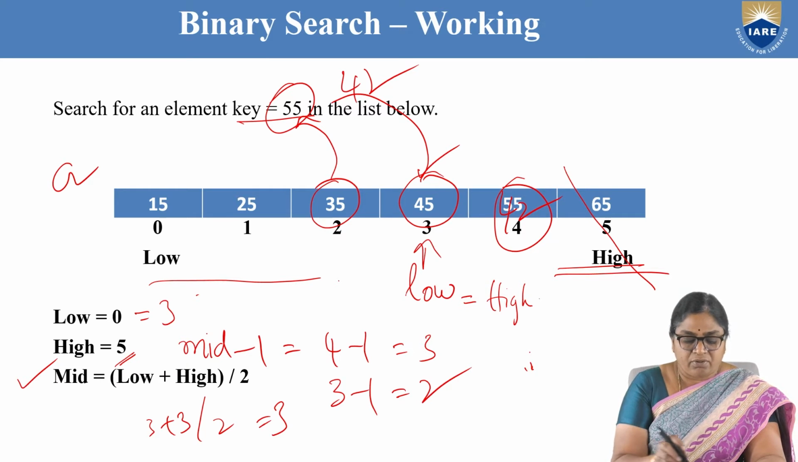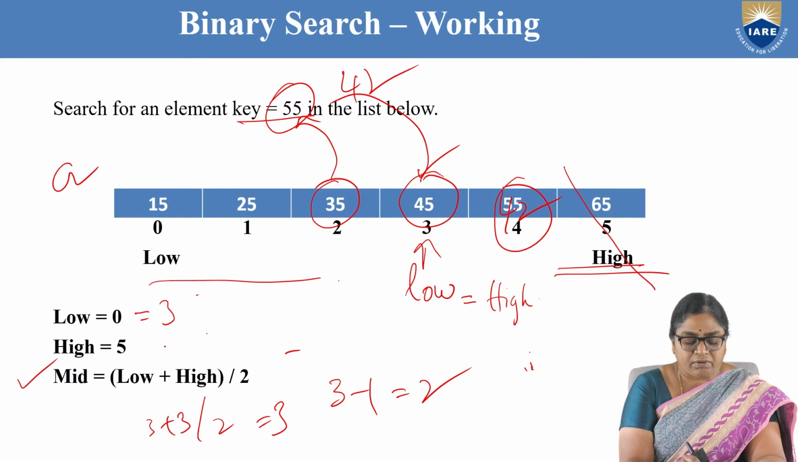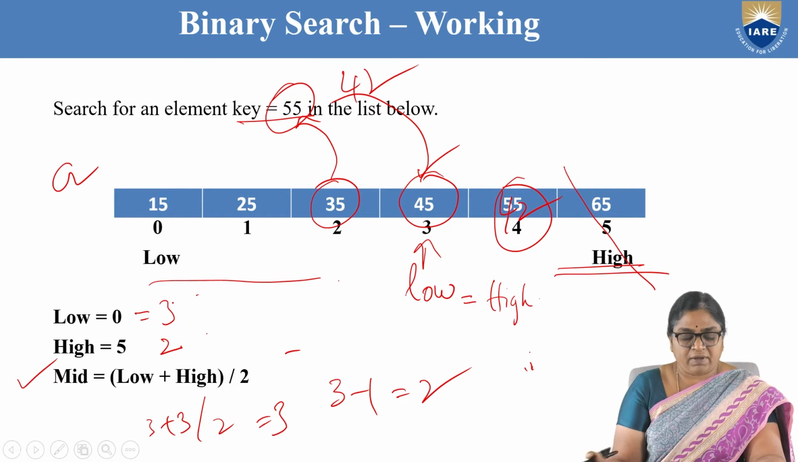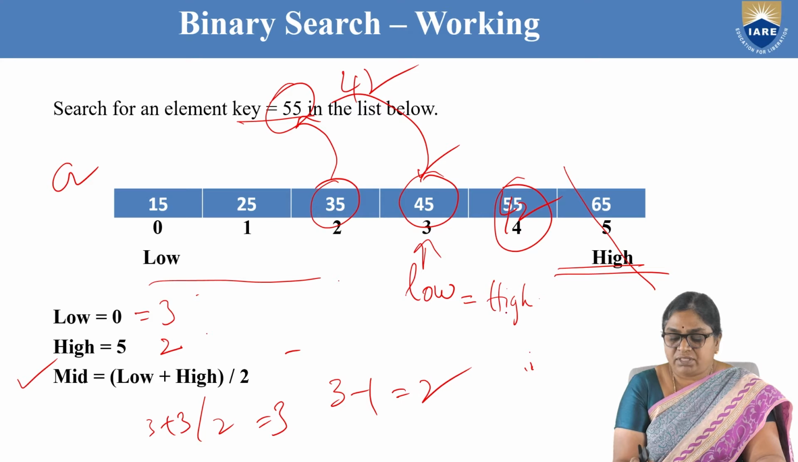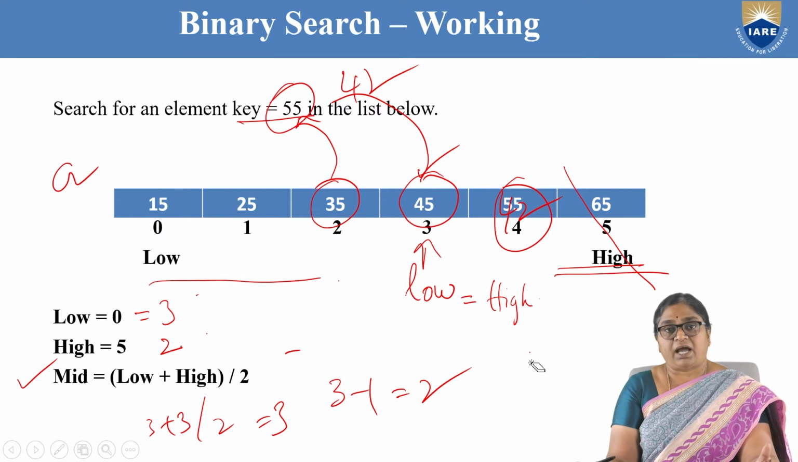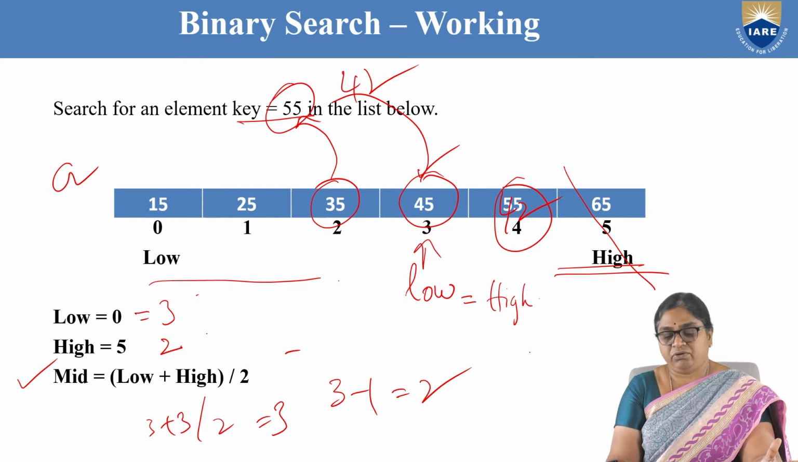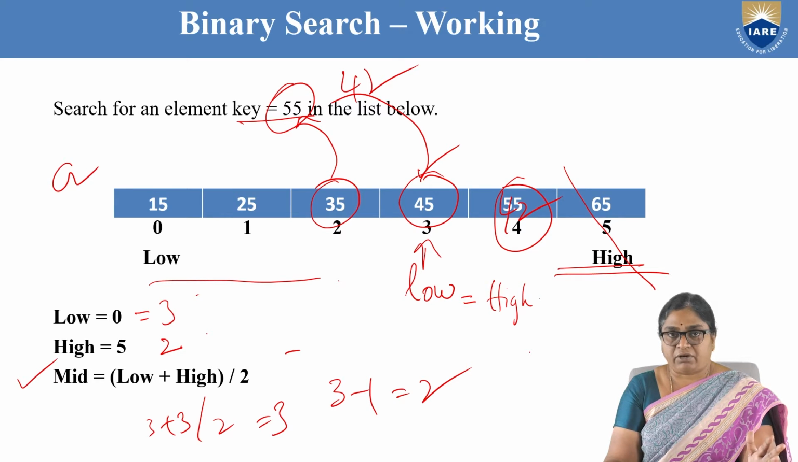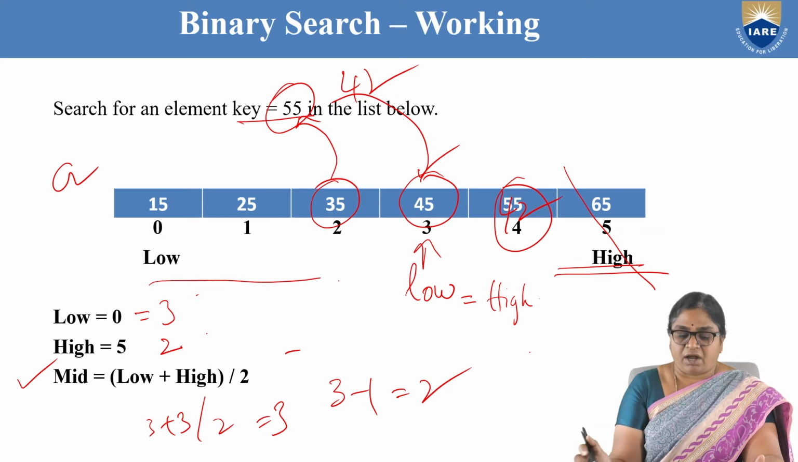So now the high value is 2 and the low value is 3. This time your high value is less than the low value. So when we get high value less than low value, then automatically we have to stop the search because we exhausted the list.